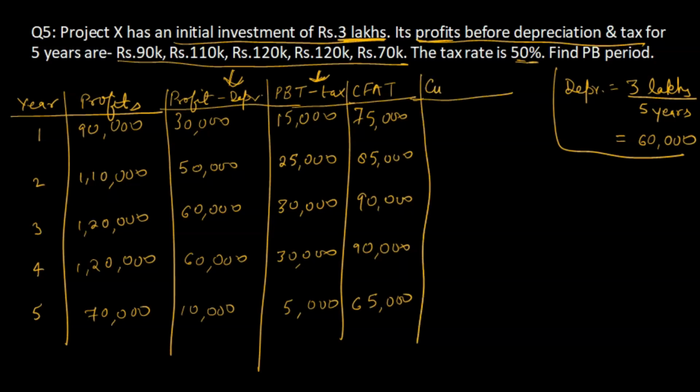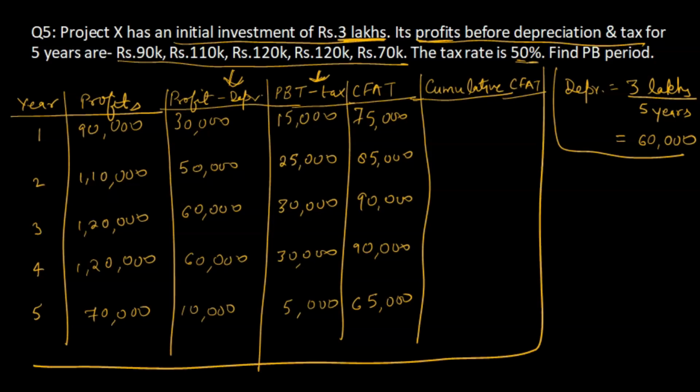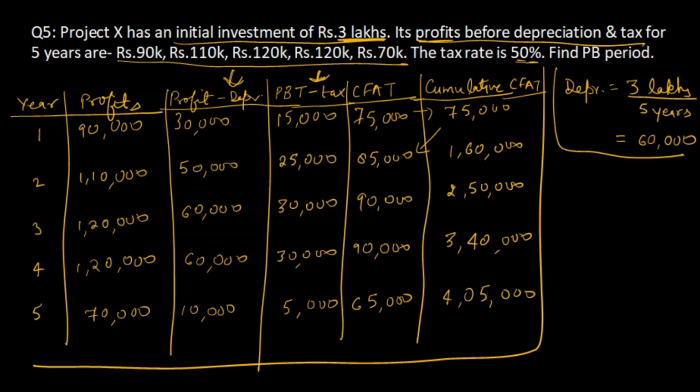Now the last thing is cumulative CFAT we need to find out. This is the last thing that we will do. So cumulative CFAT, first amount we'll write as it is, 75,000. Now 75 plus 85, that will be 160. 160 plus 90, 250. 250 plus 90, 340. 340 plus 65, 4,05,000. I hope it is clear.